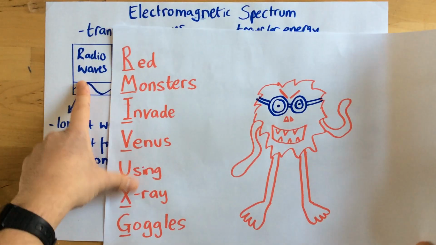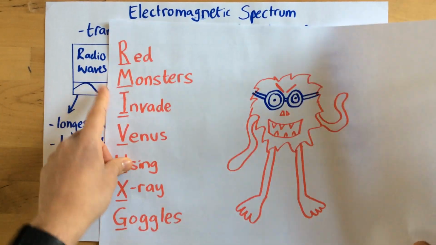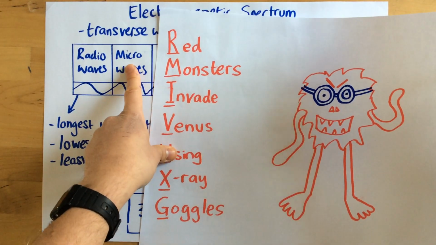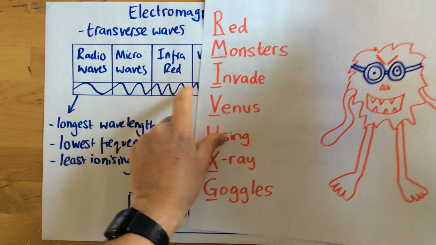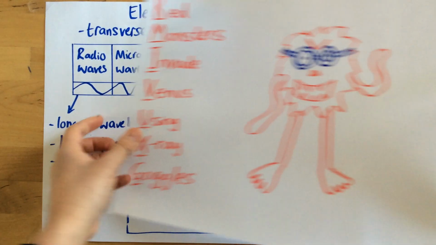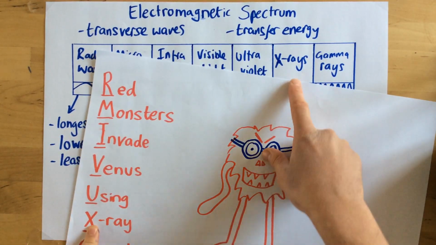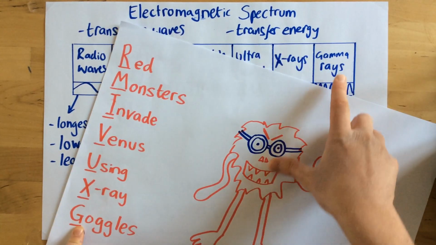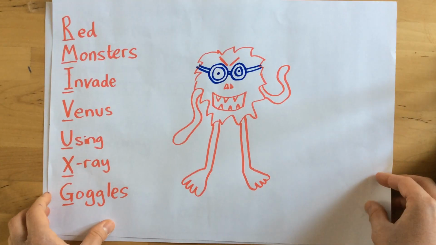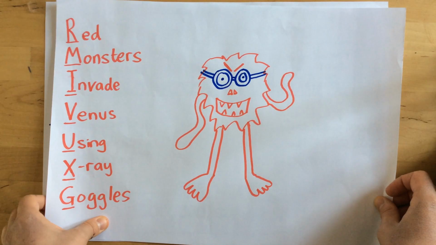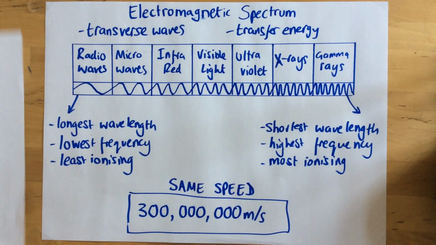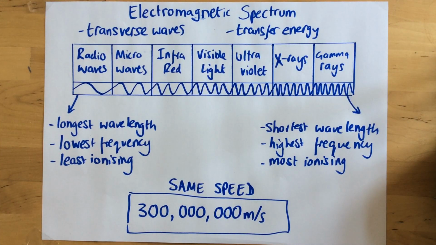So, radio waves is the R. So red for radio waves. M for microwaves. I for infrared. V for visible light. U for ultraviolet. X for X-rays. And G for gamma rays. So red monsters invade Venus using X-ray goggles is a helpful way to remember the order of the electromagnetic spectrum.